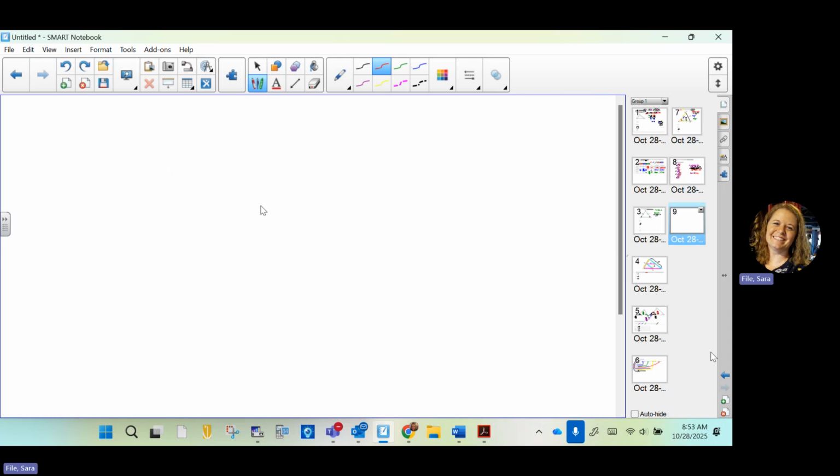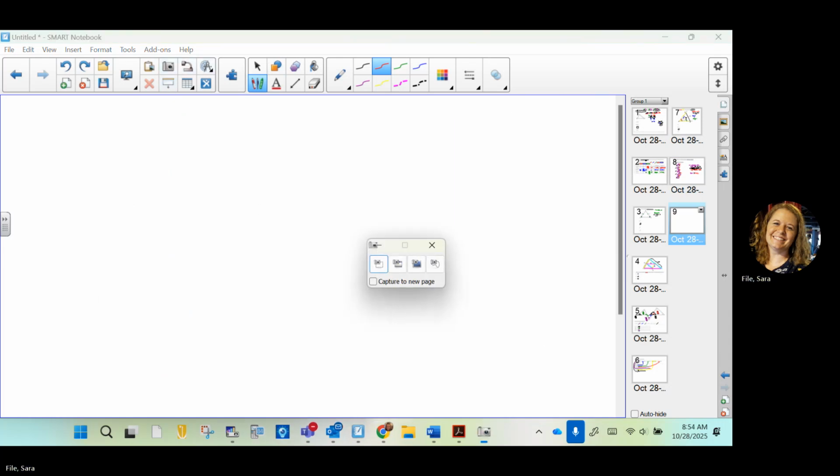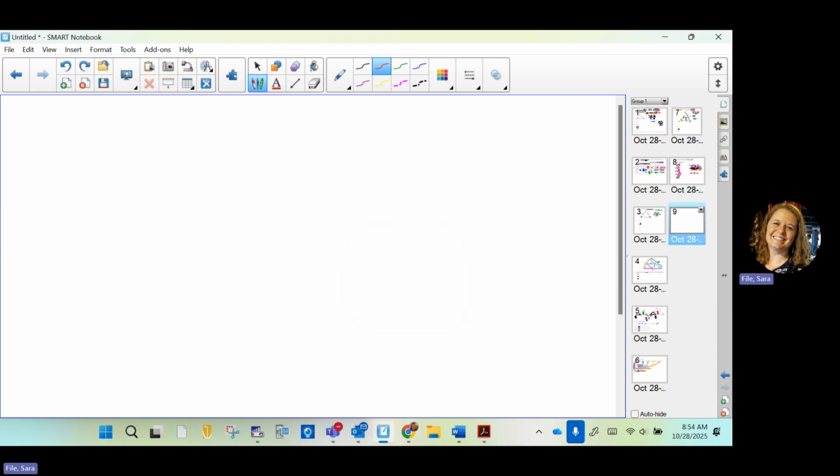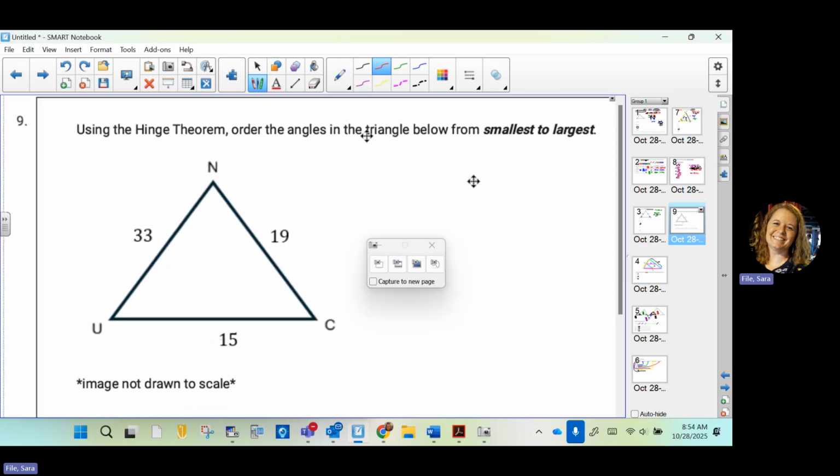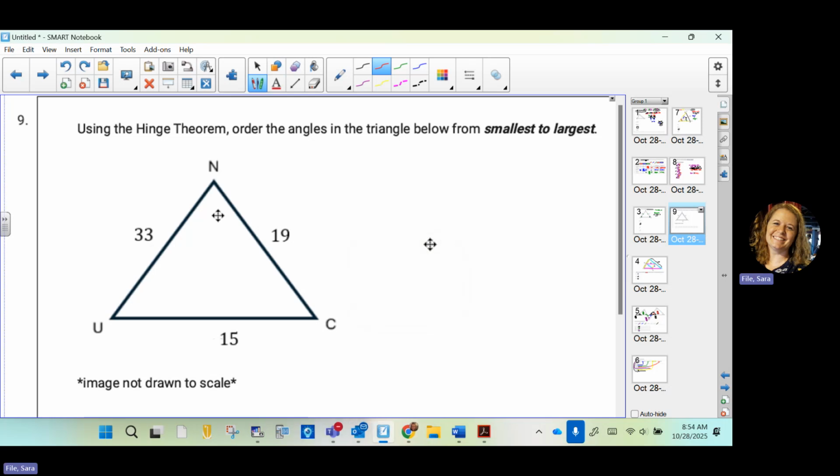All right, number 9. This is the hinge theorem. This is the one I showed y'all. I explained it as the hinge of a door. When the door's opening and closing, the angle gets bigger when the door's opening, smaller when it's closing, right? And as the door closes, the distance between the edges gets smaller. So the smaller the angle, the shorter the side across from it. The larger the angle, the longer the side across from it.